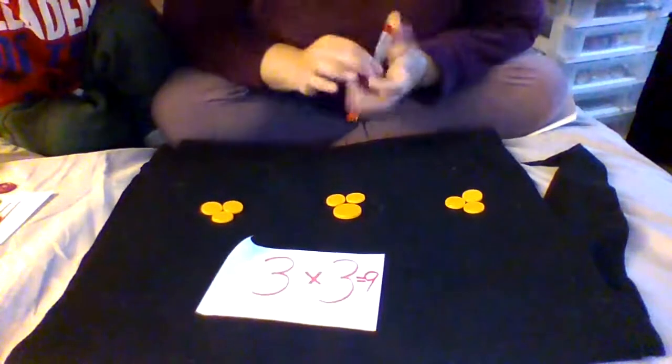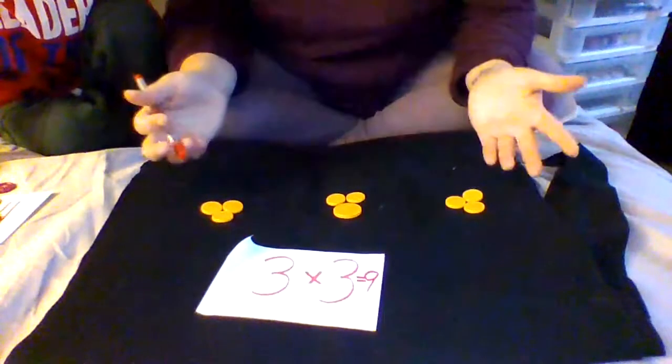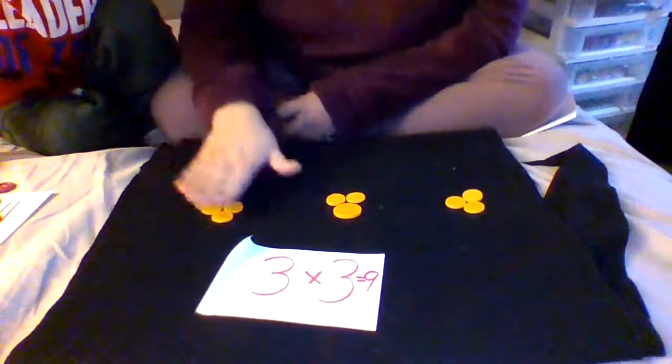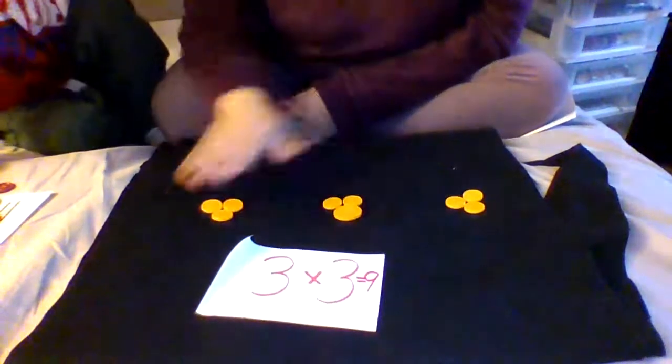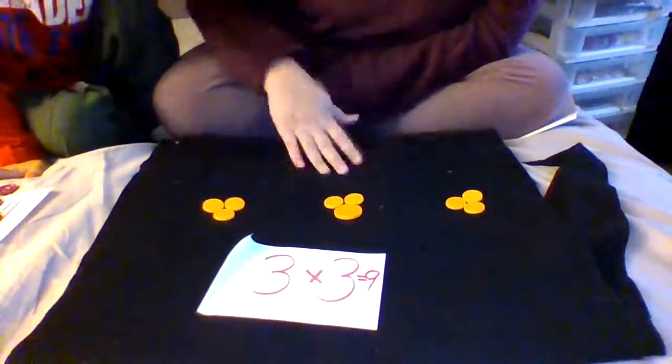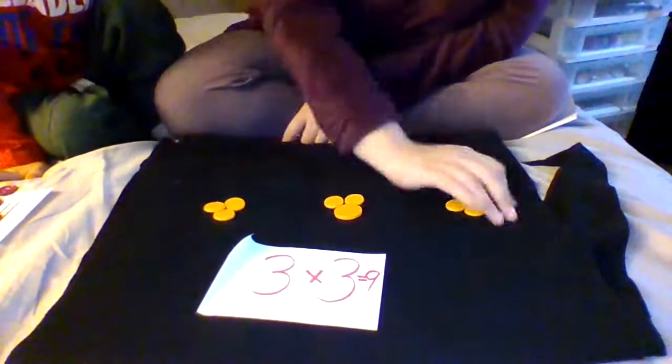Okay? You can see this is just like addition. Multiplication and addition are pretty much the same thing. Multiplication is just repeat addition. So I did 3 plus 3 plus 3, which is the same as 3 times 3.